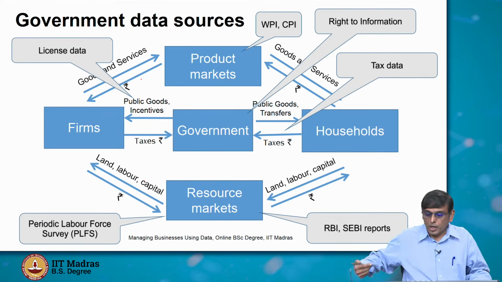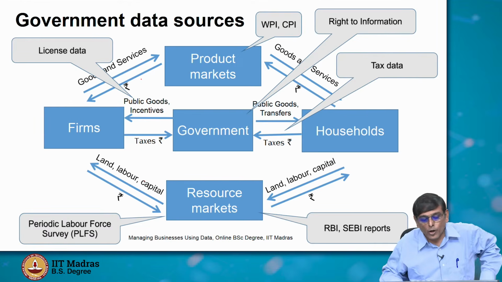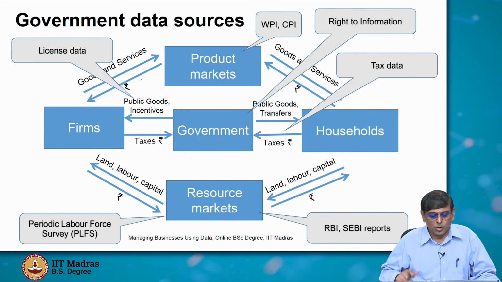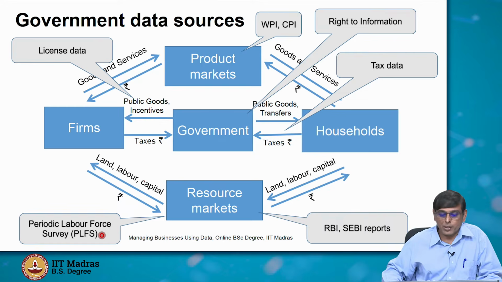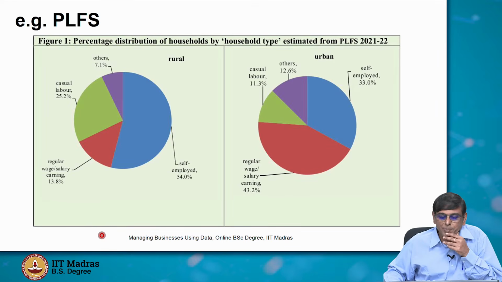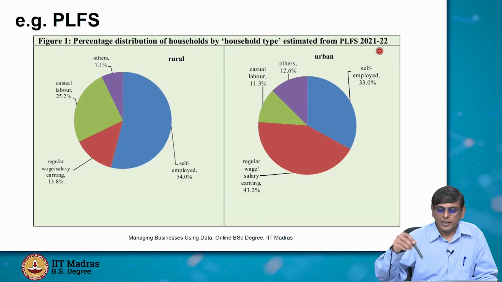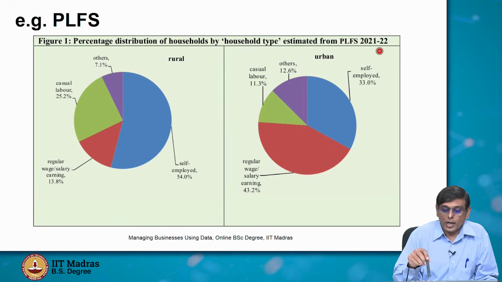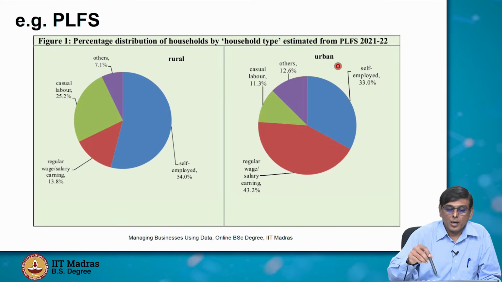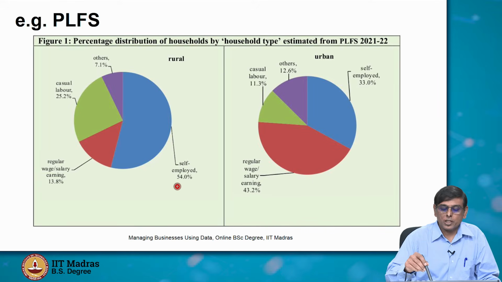Okay, so besides the government sources, before I go on to non-government sources, I want to talk about this thing which we talked about here, which is the Periodic Labour Force Survey, PLFS. Okay, so here is an example of a chart which comes from the latest 21-22 Periodic Labour Force Survey. This relates to something that I had said earlier also. You just look at rural and urban, how people are employed. You find that 54% of the people in rural areas are self-employed. They are not working for any company.